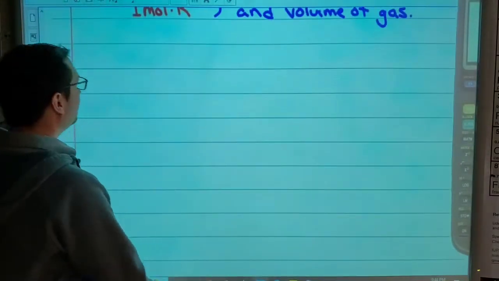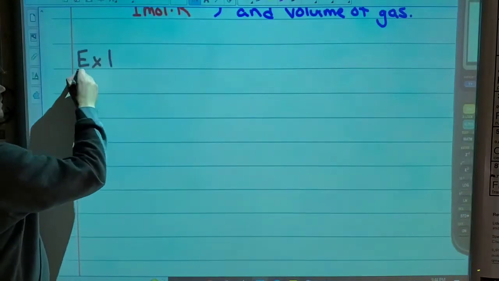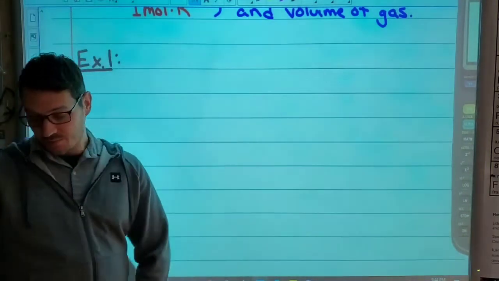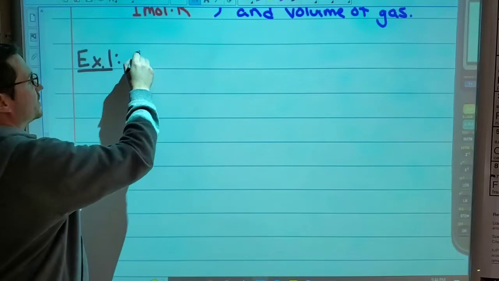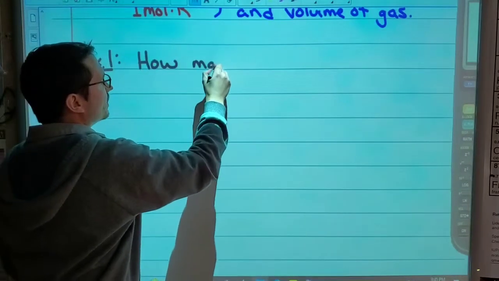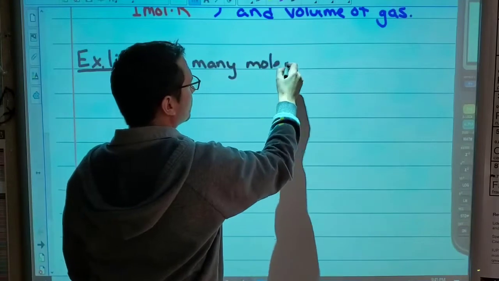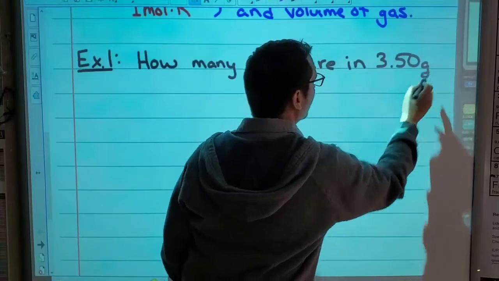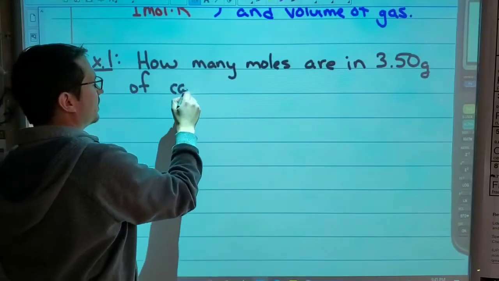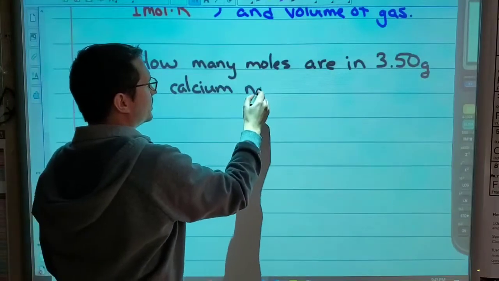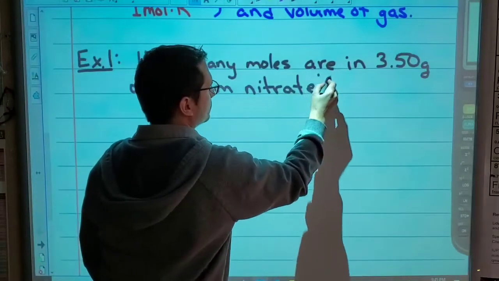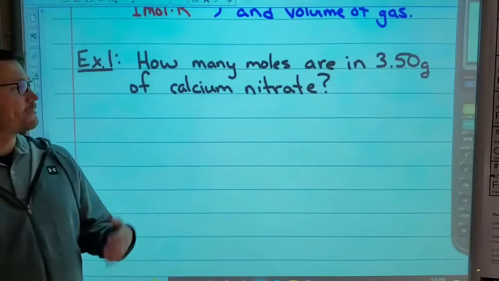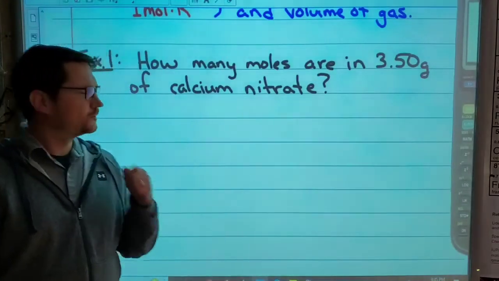Okay, so example number 1. How many moles are in 3.50 grams of calcium nitrate? Give you a second to write that down.